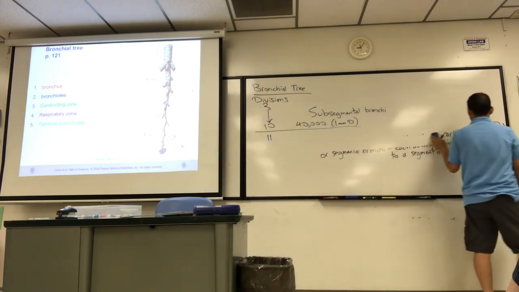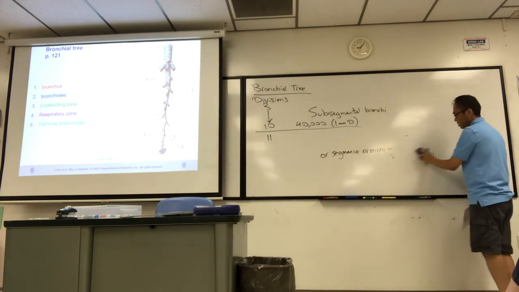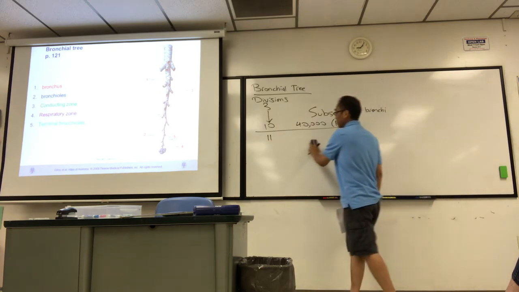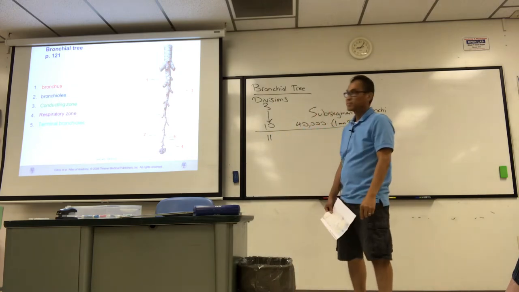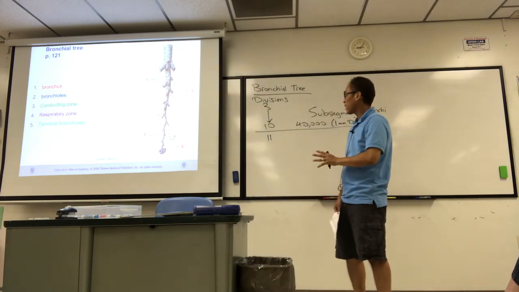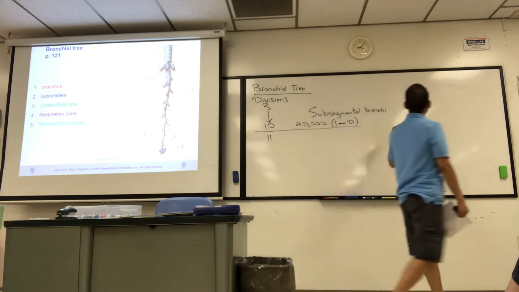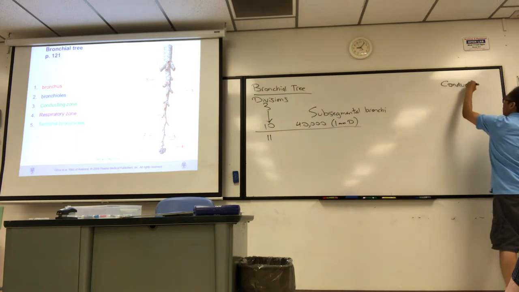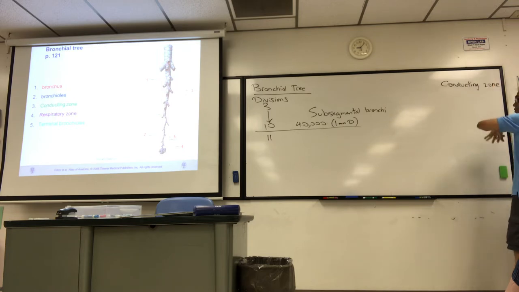Did you say there's no gas exchange at sub-segmental range? That is correct. There is no gas exchange yet. And the subsegmental bronchi is part of the conducting airways. Yeah, that is correct. Still conducting airway. So let me write that down. Still conducting airways. I'll call it conducting zone. Now, I'll tell you when it stops.